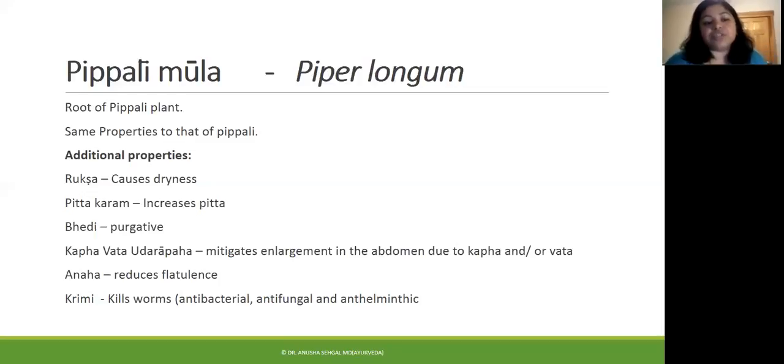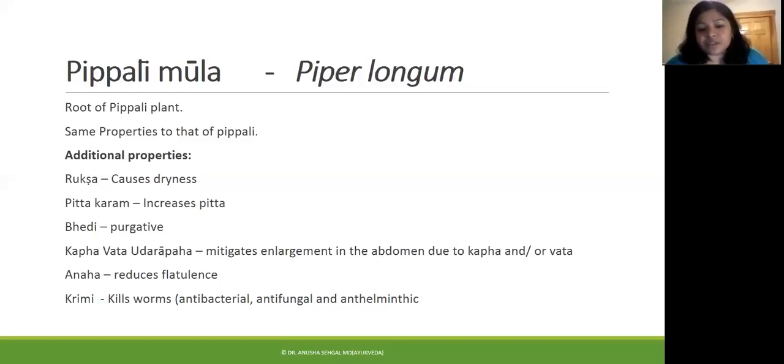So the root has similar properties to that of Pipali. However, the additional property is that it is ruksha. So it's not snigdha or unctuous as the fruit is, but the root is actually dry. It causes or induces dryness. It increases pitta. The fruit may not necessarily increase pitta, but the root definitely does. It is bhedi, another synonym for purgation or virechana, so it induces purgation.